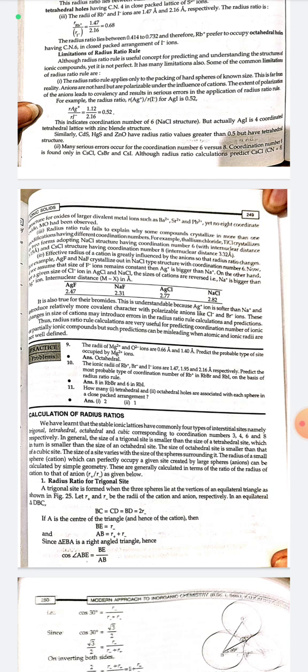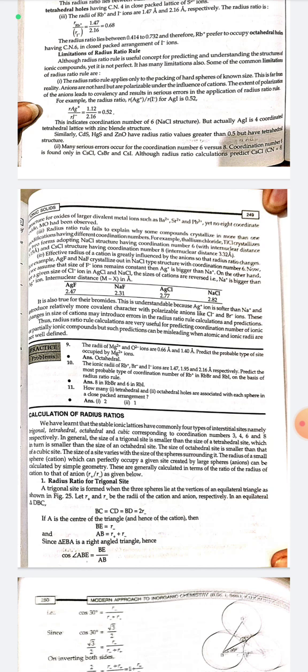The radius ratio rule fails to explain why compounds crystallize in more than one modification with different coordination numbers. For example, thallium chloride crystallizes adopting the NaCl structure having coordination number 6 with its internuclear distance. The effective radius ratio of the cation is greatly influenced by the anion, so that the radius ratio changes.